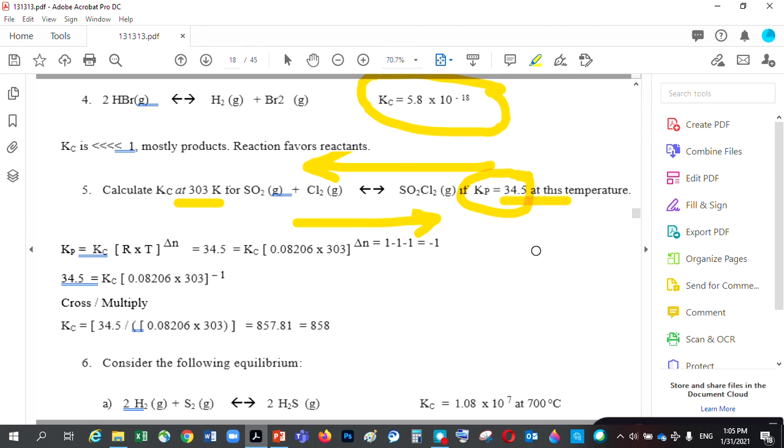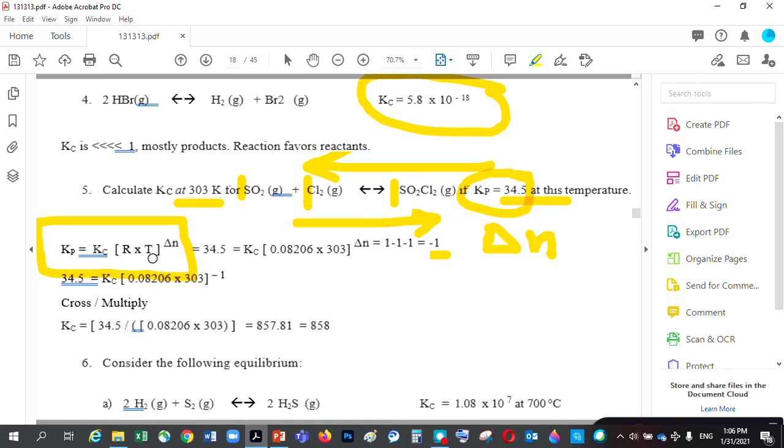So Kc. Here we need to get the delta n. And the delta n is 1 for the product, 1 minus 1 for the reactants, and minus 1. So 1 minus 1 minus 1 is minus 1. So that's just how to calculate the delta n. And from the formula, you have to put this one here in a flashcard so you can memorize it. Kp is Kc (RT) to the power delta n, correct?